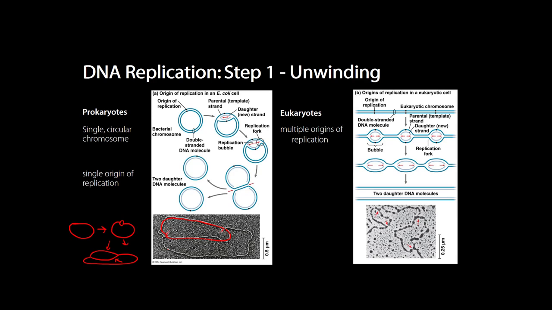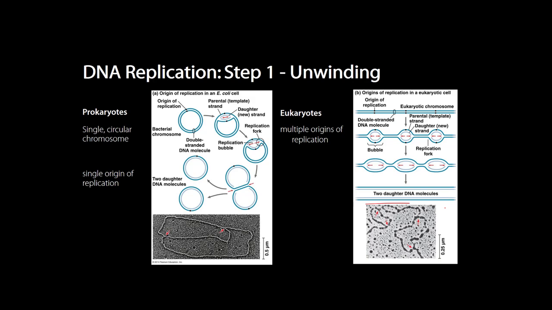On the right, you can see the eukaryotic origins of replication. You can see that a single chromosome has multiple ones. In this case, you see there's three, right? And each one of these bubbles moves bidirectionally. And so eventually they're going to meet in the middle, right? And then that would give you two daughter molecules. These are your sister chromatids. All right, you can see the electron micrograph here.